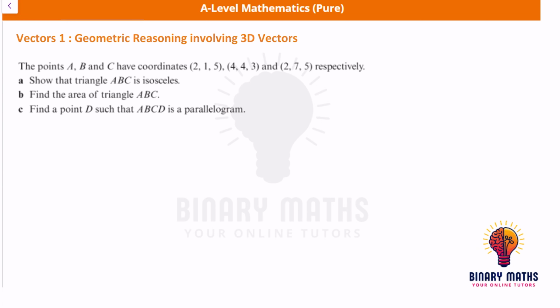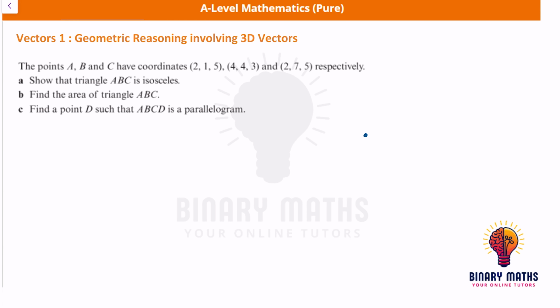This topic is about being able to solve geometric problems involving vectors in 3 dimensions. So let's go through a few examples. The points A, B, C have coordinates (2, 1, 5), (4, 4, 3) and (2, 7, 5) respectively. Show that triangle ABC is isosceles.